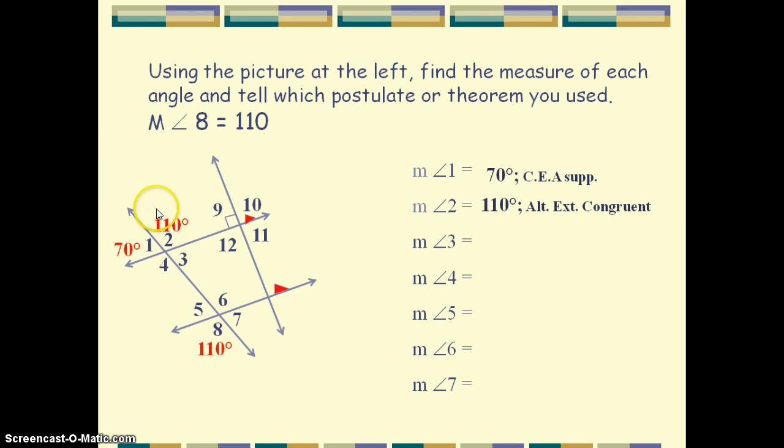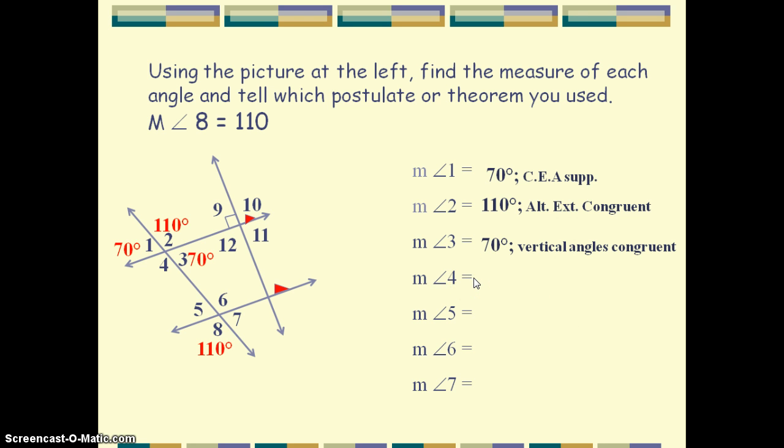Alright, the measure of angle 3. Again, we can use a lot of different relationships. We know that 1 and 3 are going to be vertical angles, so that tells us that 3 is 70 degrees. We know that 2 and 3 are supplementary, so that means that 3 is 70 degrees. So either reason would work. I'm choosing the one that vertical angles are congruent.